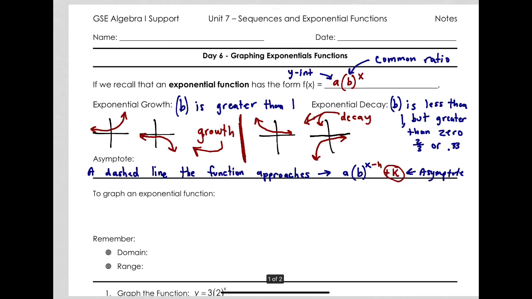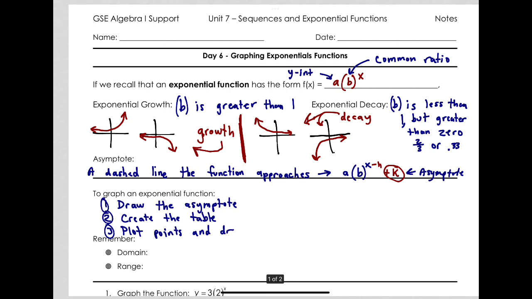Now let's get down to graphing. There are 3 steps. One is always start with drawing the asymptote. Second is create the table. So we'll go into the table in the calculator. And 3 is plot points and draw the graph.